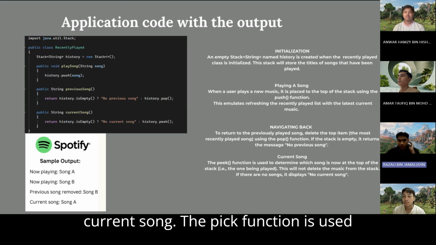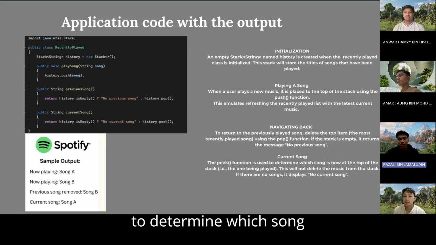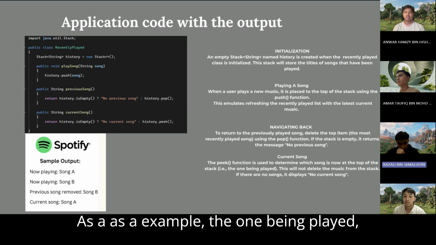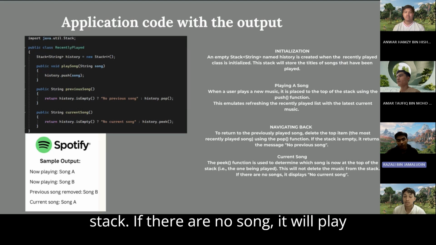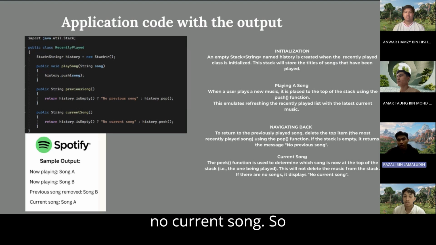The last one, current song. The peek function is used to determine which song is now at the top of the stack, as an example, the one being played. This will not delete the song from the stack. If there is no song, it prints no current song.